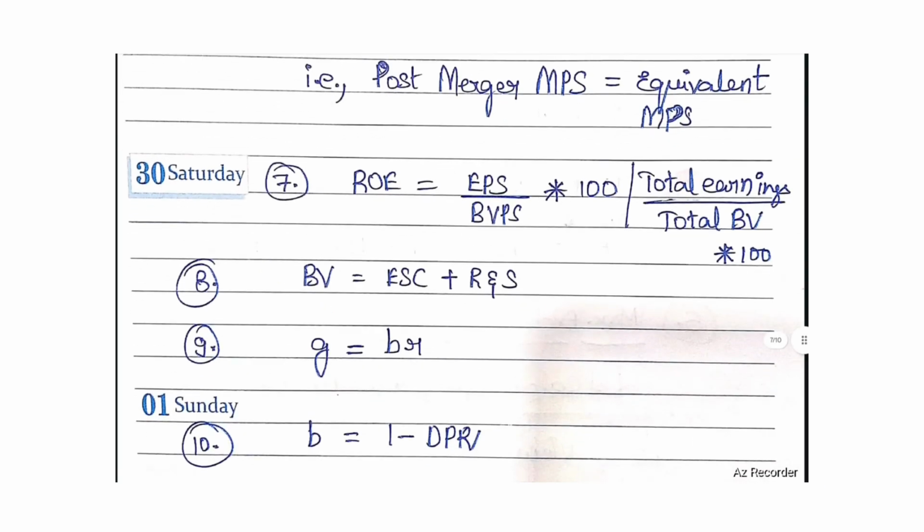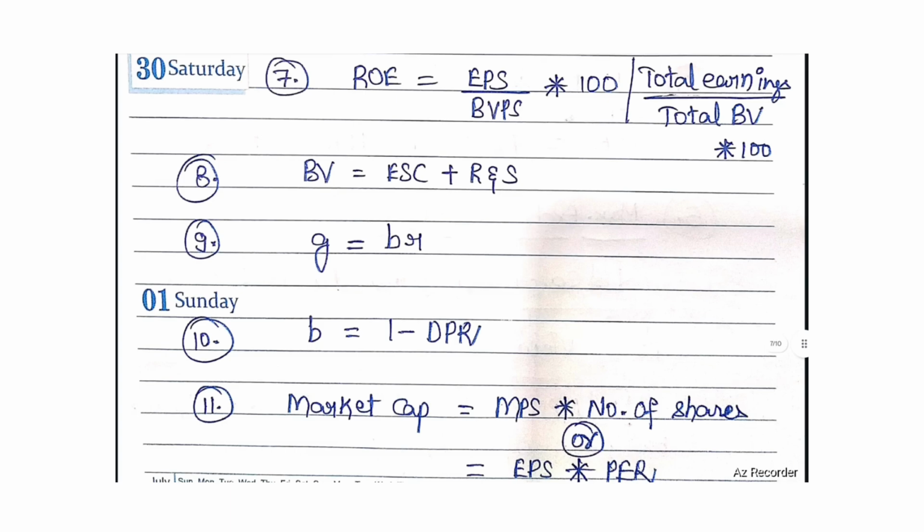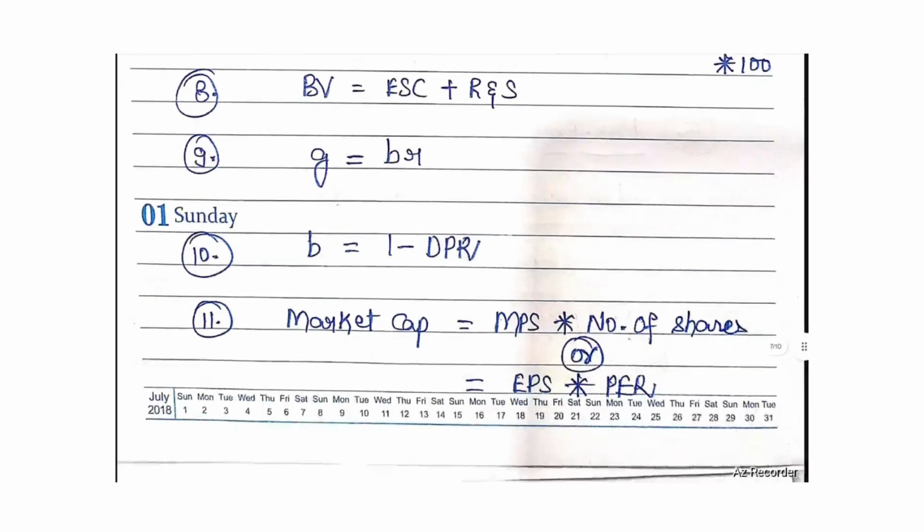Return on equity equals EPS divided by book value per share into 100, or total earnings divided by total book value into 100. Book value means equity share capital plus reserves and surplus. Growth equals B into R. B means retention ratio, R means return on equity. How to calculate B? Retention ratio equals 1 minus DPR, the dividend payout ratio.